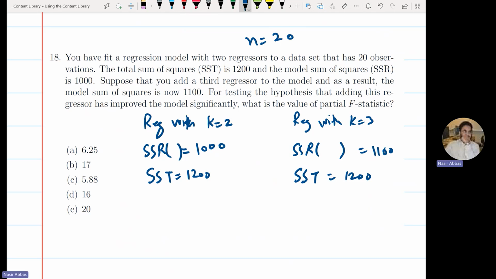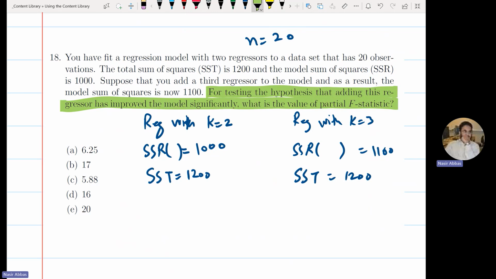Okay, now try to understand the question. The question says that the total variation in Y is 1,200. When you fitted a regression with two regressors, out of this 1,200, how much was explained by the two predictors? 1,000. When you added a third predictor, how much is explained by the three of them combined? 1,100. They want you to test, this is a partial F test, whether adding the regressor improved the regression or not.